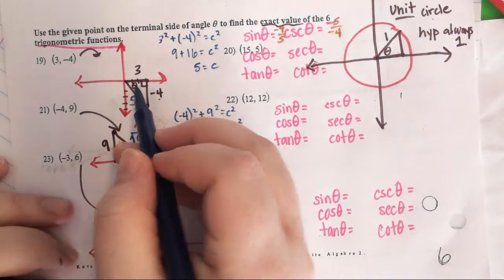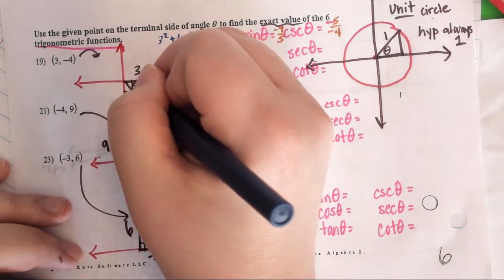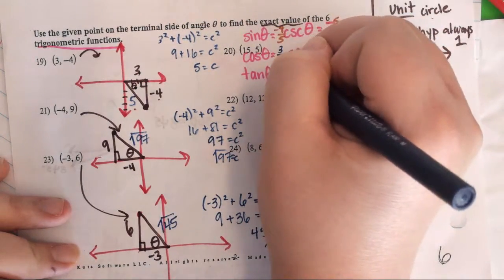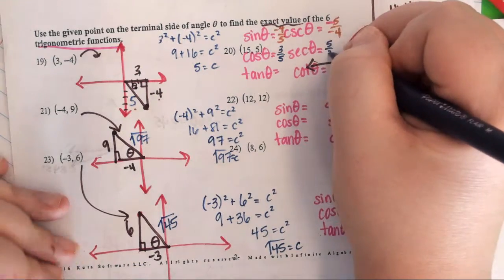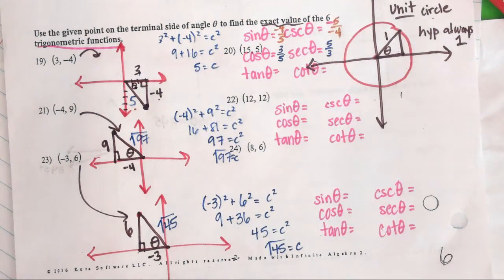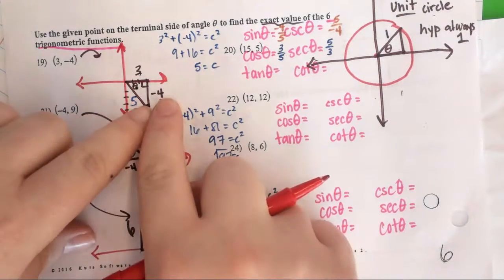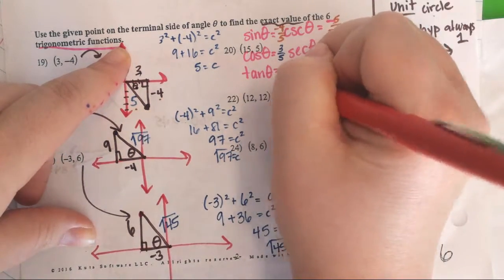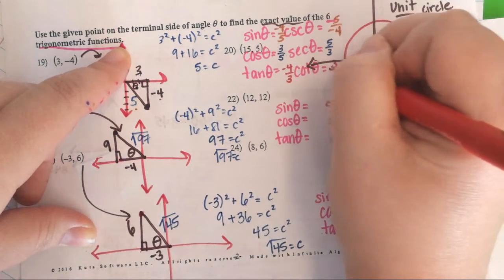Cosine is adjacent over hypotenuse. Well, adjacent to that theta would be 3. The hypotenuse is 5, so it's 3/5, which means secant is 5/3. And then tangent, which is opposite over adjacent. Opposite would be -4, adjacent is 3, so -4/3, which means cotangent would be 3/-4.